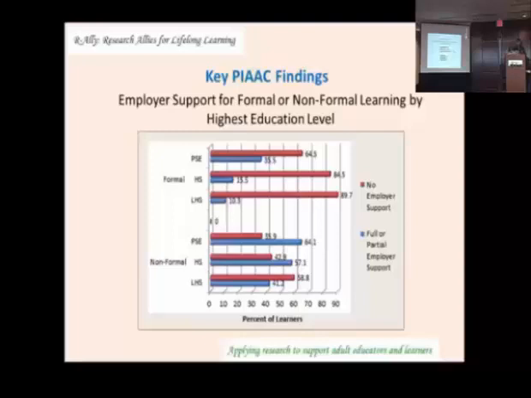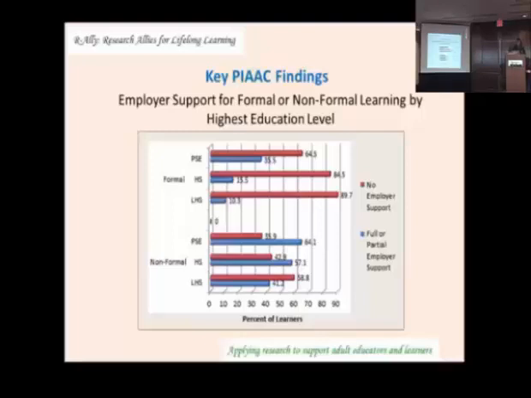And the last major finding that I would like to share today has to do with employer support for either formal or non-formal learning. So if you look at the blue bars on this chart, and again, I realize you probably can't see all of the numbers, but if you just look at the colors, the blue bars represent full or partial employer support.